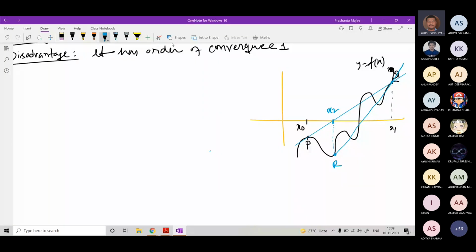Is it okay? So what is the next approximate root? This particular dot, that is x3. So now you tell me, is the root lying between x3 and x1? No, sir. Shall we check?